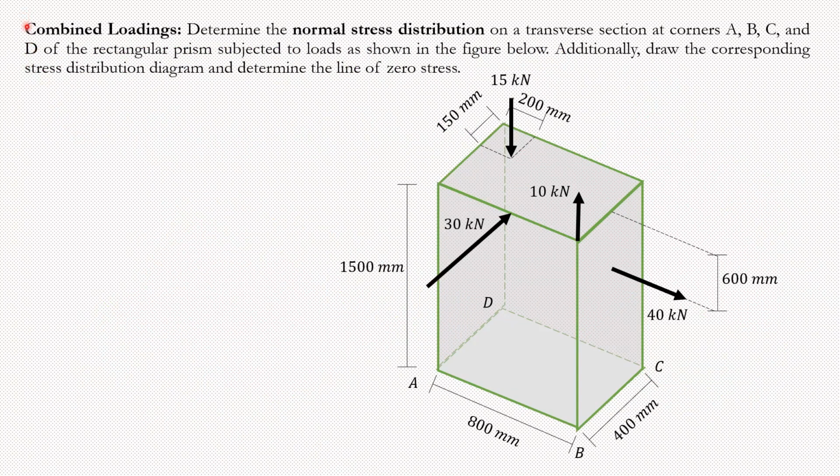So we have a question that says determine the normal stress distribution on a transverse section at corners A, B, C, D of the rectangular prism subjected to loads as shown. So here you have this 15 kilonewton, 30 kilonewton, 10 kilonewton, 40. Some random forces. And then it says additionally draw the corresponding stress distribution diagram and determine the line of zero stress. So of course initially our objective is to find what the stresses are and then draw those stresses correspondingly. So here again, the idea is normal stress distribution.